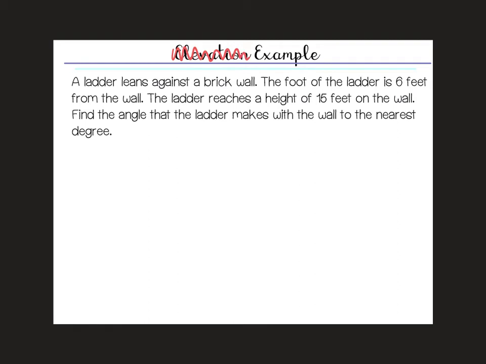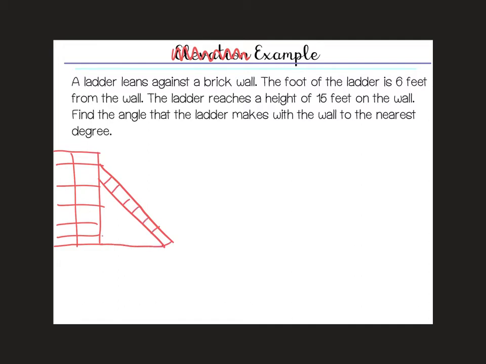So if we start to draw a picture for this one, I have a brick wall. So here's my wall. We have this ladder that's leaning against it. And so here's where my triangle's formed. It says the foot of the ladder is 6 feet from the wall. So that's this section here, 6 feet from the wall. The ladder reaches a height of 15 feet on the wall. So right here, this is going to be 15.